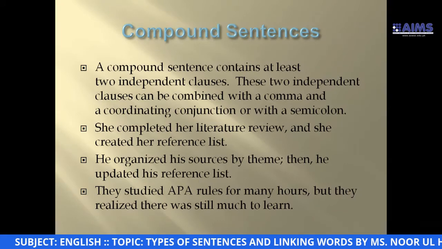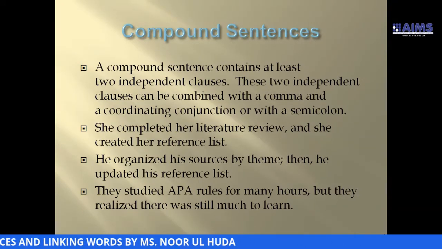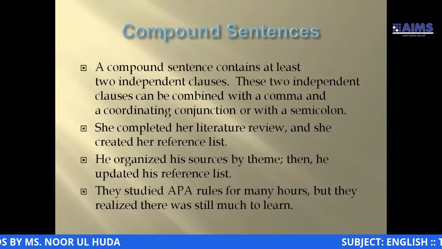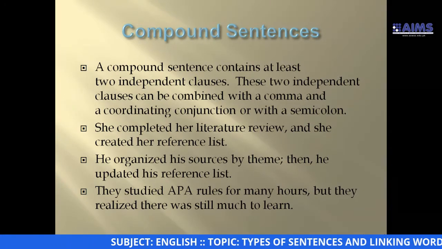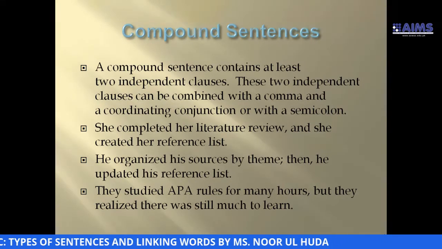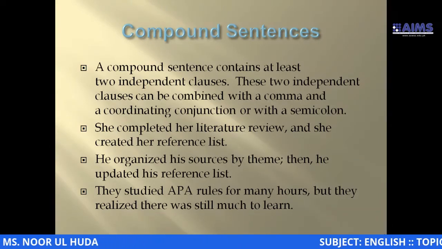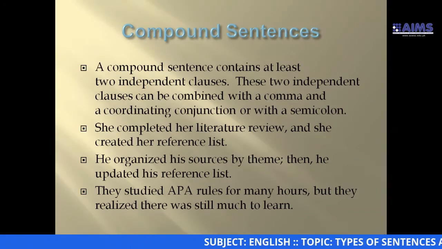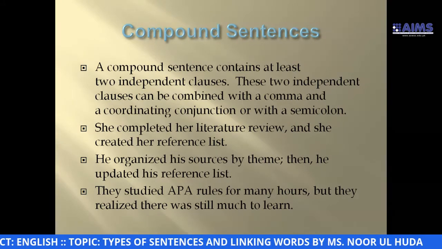When you talk about "she created her reference letter," it is itself an independent clause. Similarly, "she completed her literature review" is also a simple sentence, or you can say an independent clause. But we want to merge both independent clauses into a single sentence. So we can use either a comma with a coordinating conjunction, or the semicolon.